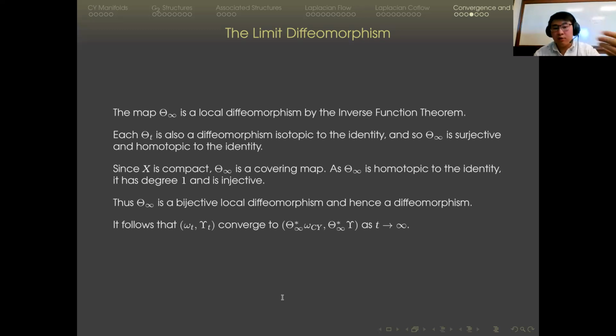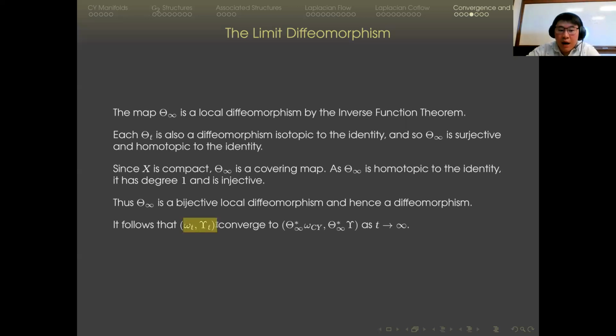Each theta t is a diffeomorphism, homotopic to the identity by definition. This gets that the limit map is surjective and also homotopic to the identity. And then our base is compact, right? We assume that our initial Calabi-Yau manifolds were compact. So the limit map is also a covering map. And then using that it's homotopic to the identity, we get that it's going to be injective. So ultimately we have that the limit map is a bijective local diffeomorphism. So it's a diffeomorphism and everything works out nicely, right?